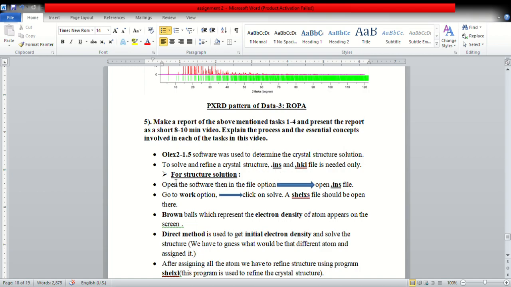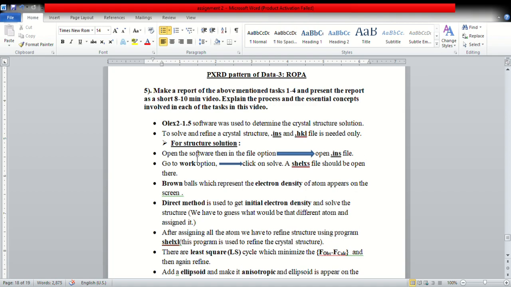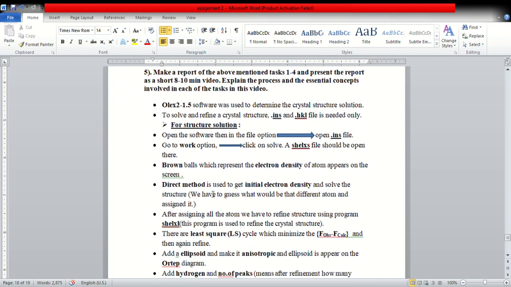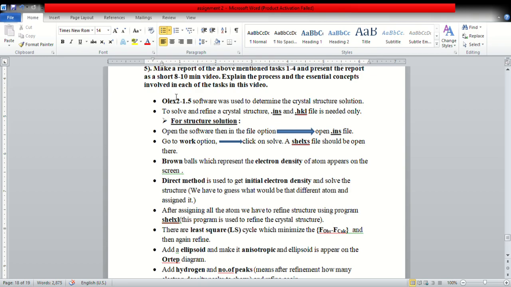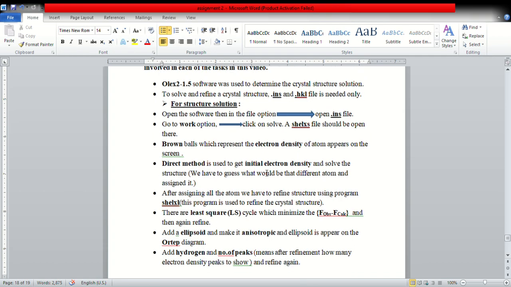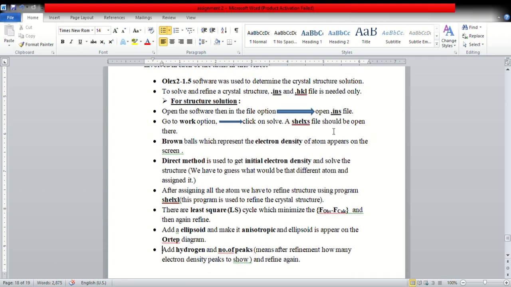Here I have mentioned that OLEX2 1.5 software is used to determine the crystal structure solution, and we also know that to solve and refine a crystal structure, the .ins and .hkl files are needed for structure solution. We just opened the software, that is OLEX2 1.5. Then in the file option we open the ins file belonging to the respective folder, that is data 1, data 2, data 3. And in the work option we have to click on solve. The SHELXS file should also be open there.